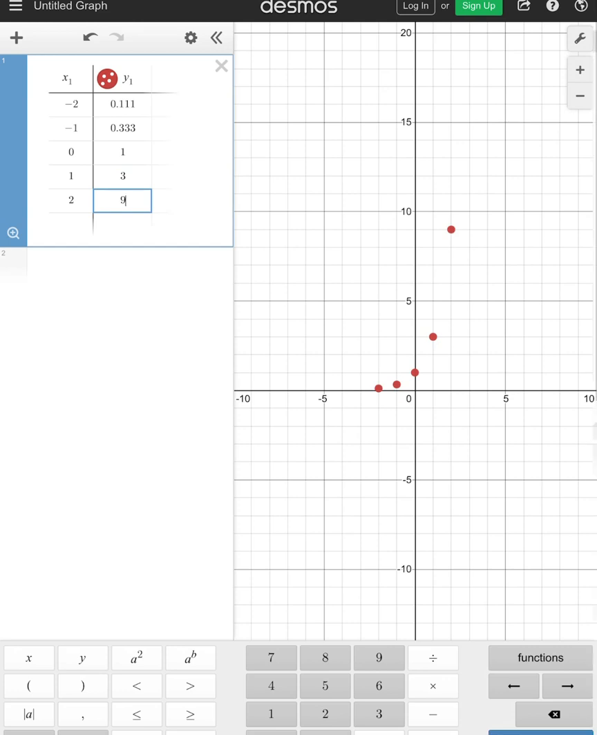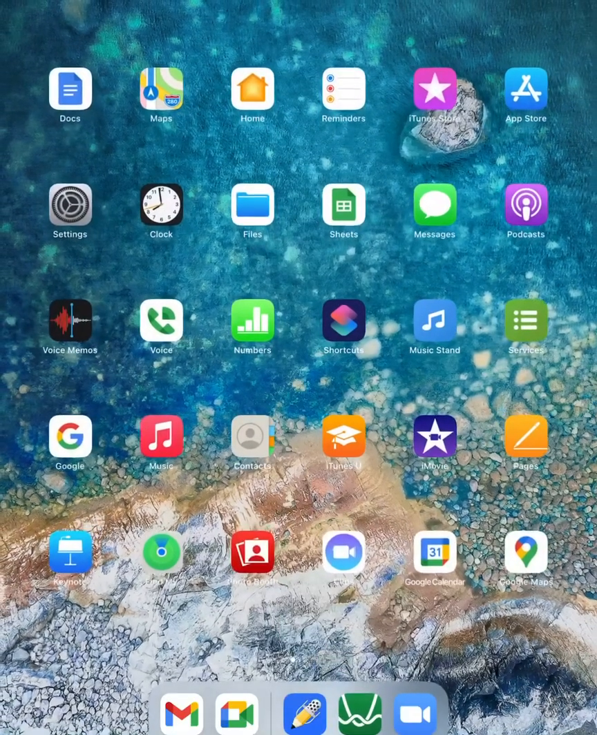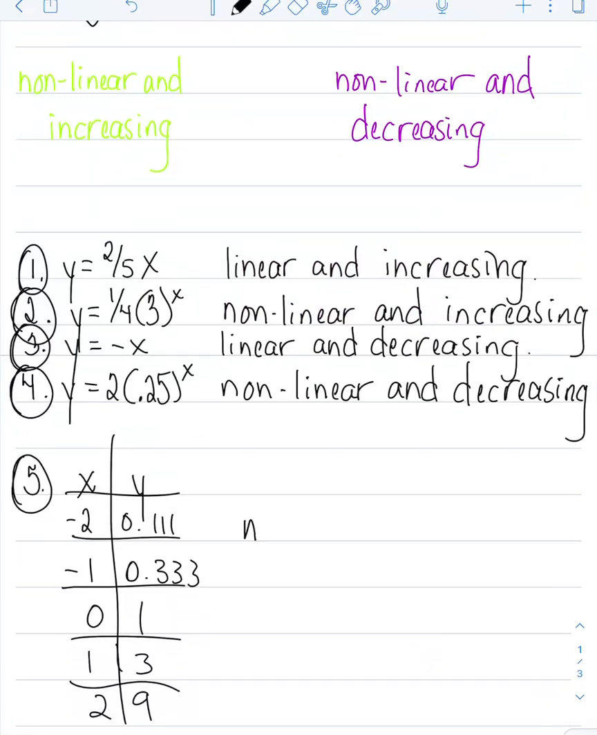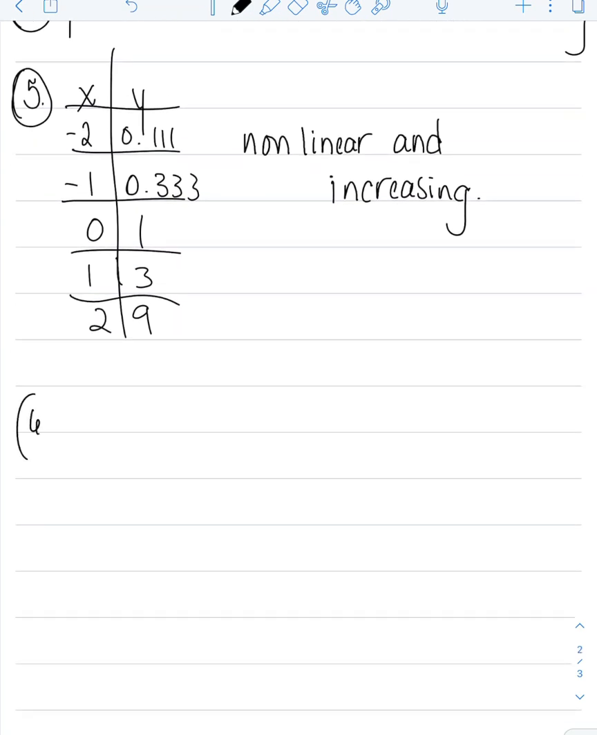Now let's take a look at those dots. If I were to connect those dots, are they a perfectly straight line, or do they have a curve? Well, it looks like they have a curve, so this is non-linear, and it's going up, so it's increasing. So this table is non-linear and increasing. Let's do a couple more tables so you get that practice in so you can be successful with your practice.